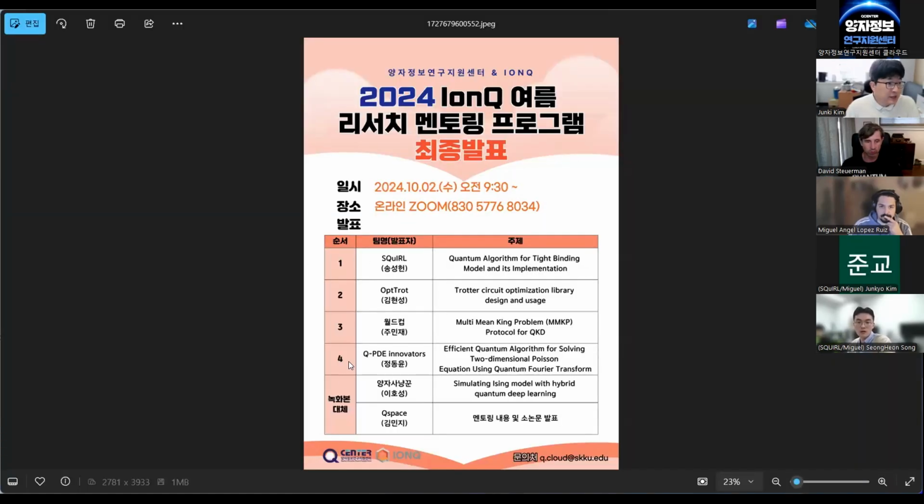Today's presentation. We have 4 teams for live presentation today, and 2 of them said they are not available this time, so they will post the recorded version of the presentation today. So the number 1 team is the SQulRL, I should say. The presentation will be Sang-Han Song, and he will talk about the quantum algorithm for tight binding model and its implementation. Sang-Han, could you share your screen if you have one?